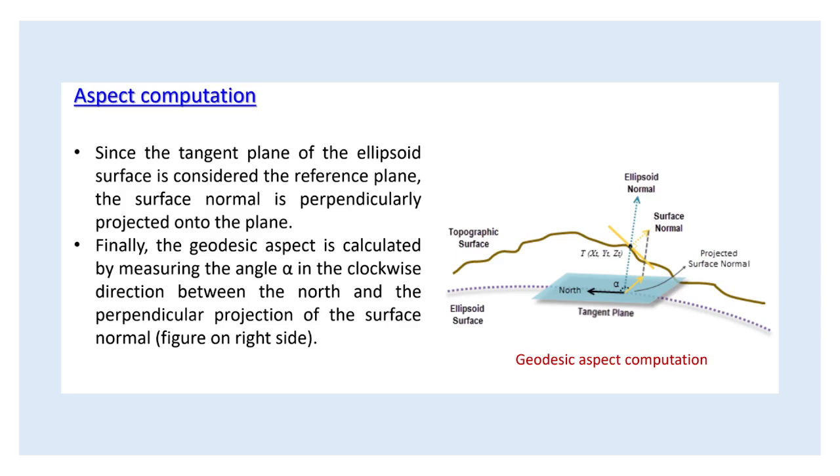Finally, the geodesic aspect is calculated by measuring the angle alpha in the clockwise direction between the north and the perpendicular projection of the surface normal. See, this is the projected surface normal, because this is the surface normal over here, and then you bring that onto the plane. So this is the projected surface normal. The angle between the north and this projected surface normal, measured in the clockwise direction, will give you the value of the aspect in terms of the geodesic method.